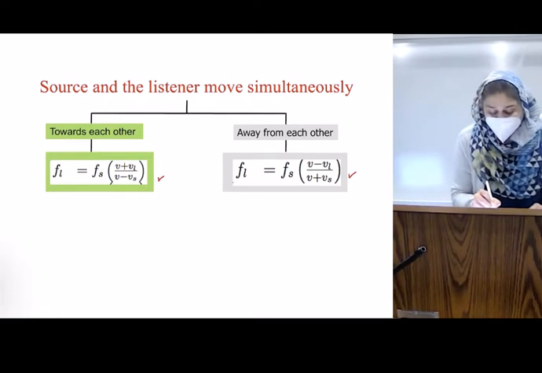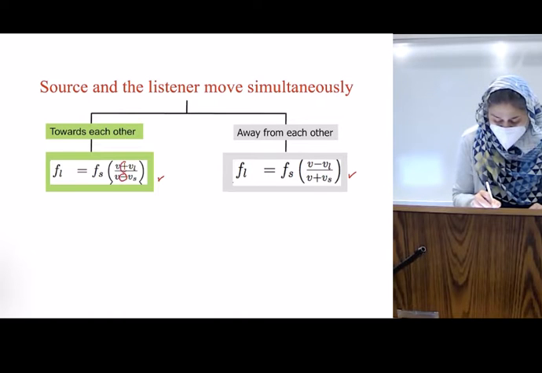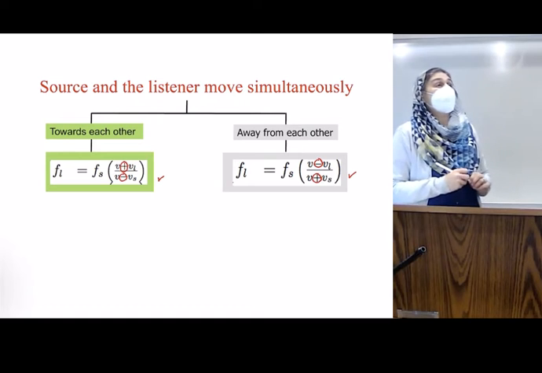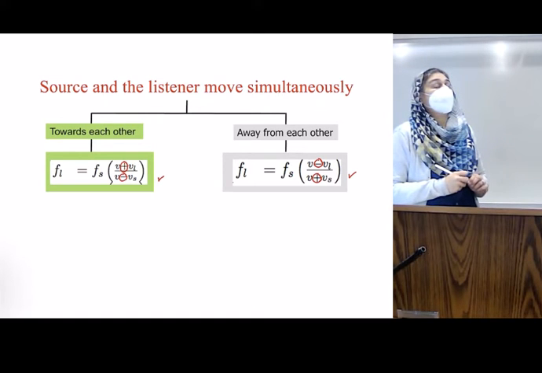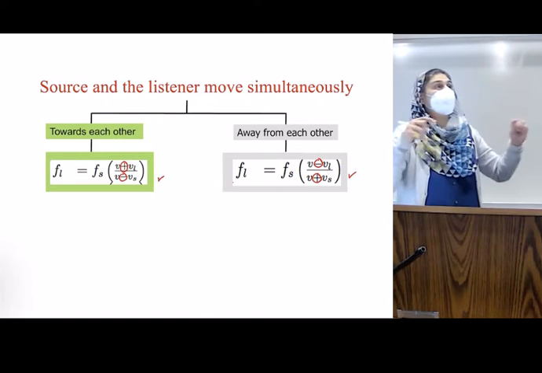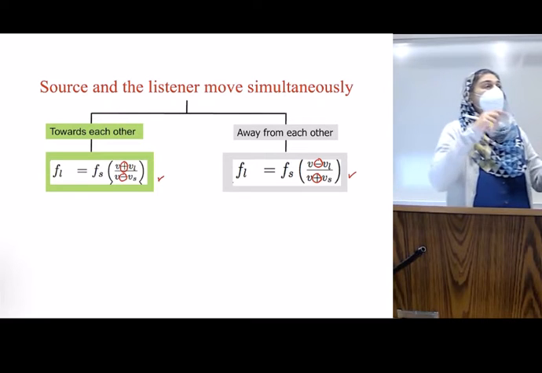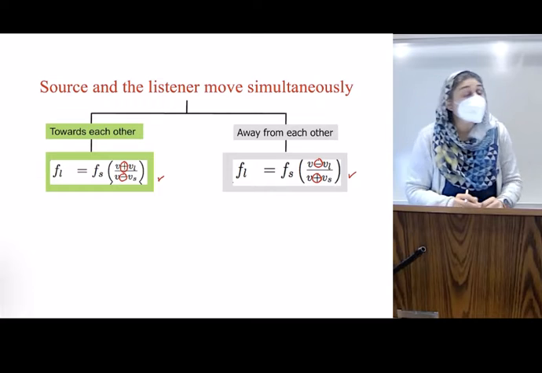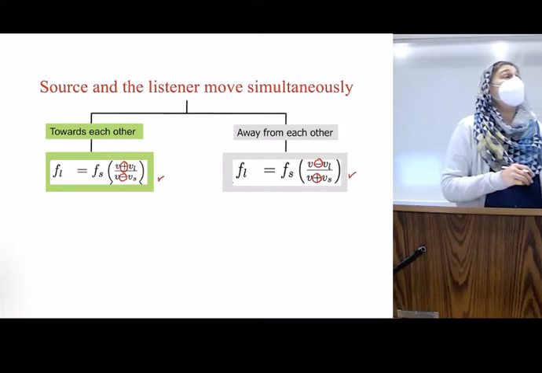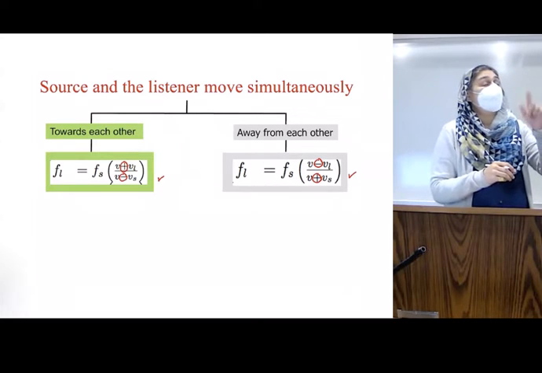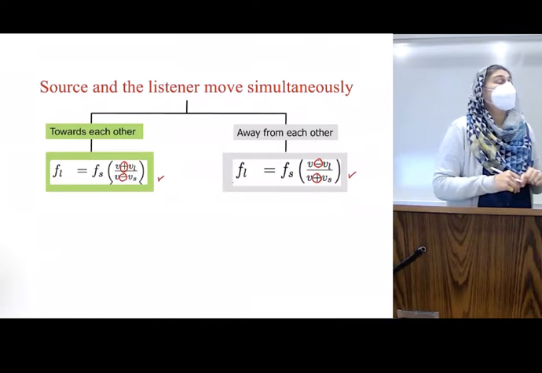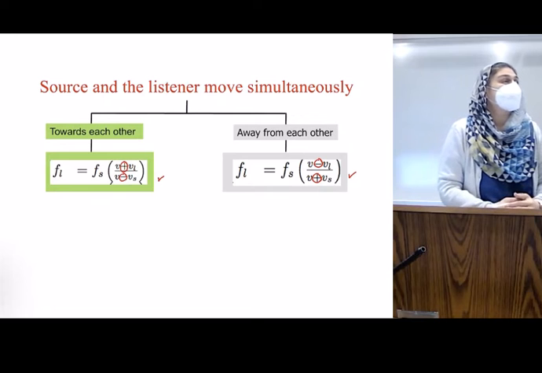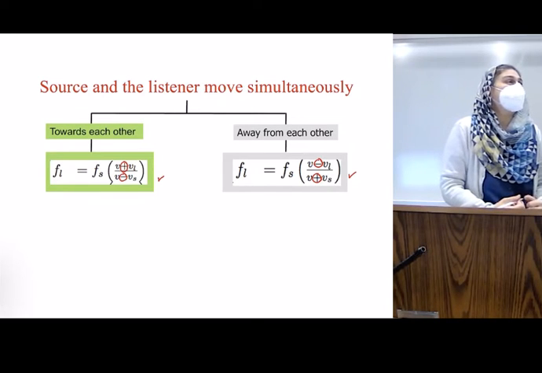If you notice, the only difference between them, very carefully, is where the minuses and the pluses are. So write those down, keep them with you. VL is the speed of the observer. Vs is the speed of the source, but in this case, they're both moving now. So we have to differentiate them.